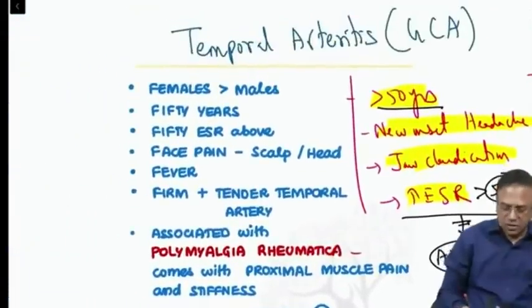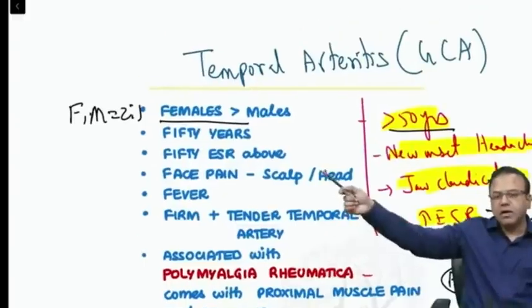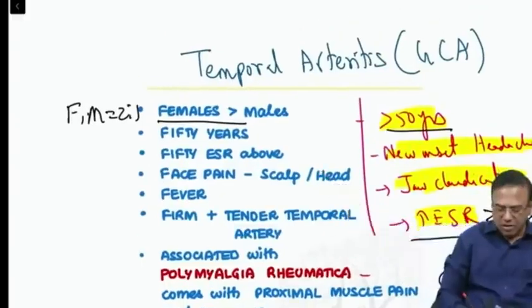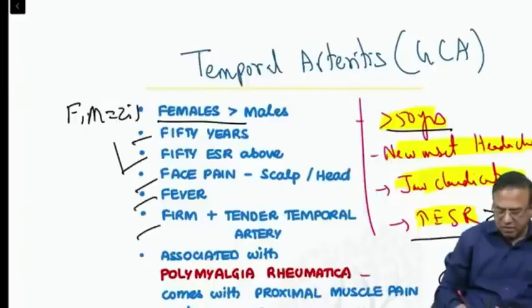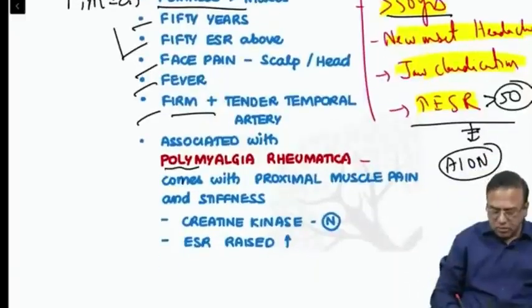So generally it is common in females, female to male ratio is 2:1. Okay, female to male ratio is 2:1. Above 50, ESR above 50, face pain, fever, so you notice all F's. The temporal artery will be firm and tender. It is associated with polymyalgia rheumatica.